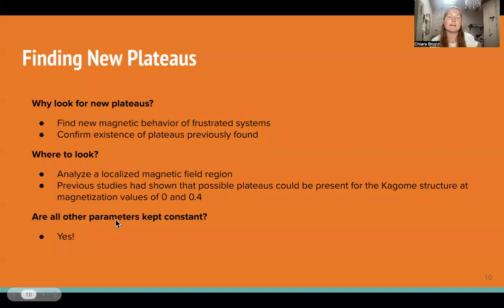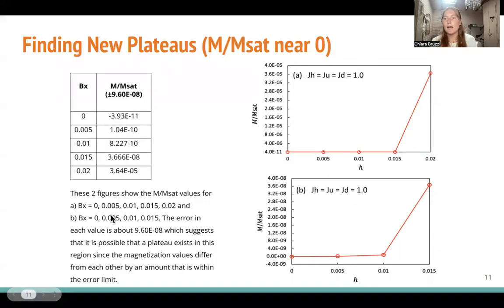But next, we wanted to look at new plateaus because that's the whole point, to expand the knowledge of the magnetic behavior of these frustrated systems. We also were looking to confirm the existence of the plateaus that studies had previously looked at but weren't able to confirm. So those were plateaus at 0 and 0.4. To do so, we looked at a more localized magnetic field strength region. And so for the magnetic field between 0 and 0.015, we were able to find that perhaps there is a possible plateau at a magnetization near 0.